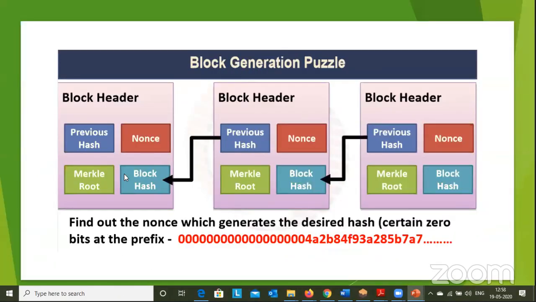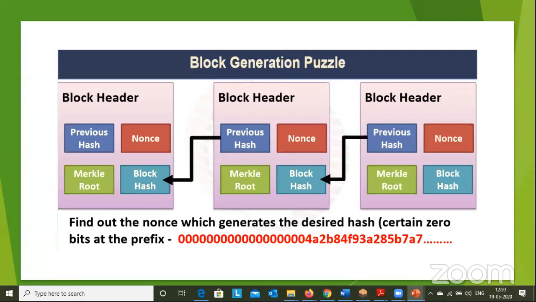Now here is the block generation puzzle. How to generate the new block? The miner will generate a block, and he has to solve the puzzle. What are the parameters in that? We have seen one formula for the previous hash: H of k is equal to hash of H of k minus 1 concatenated with timestamp and nonce. It has to satisfy that equation, so the miner has to find the nonce value.